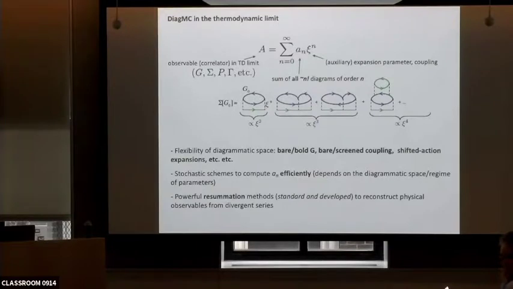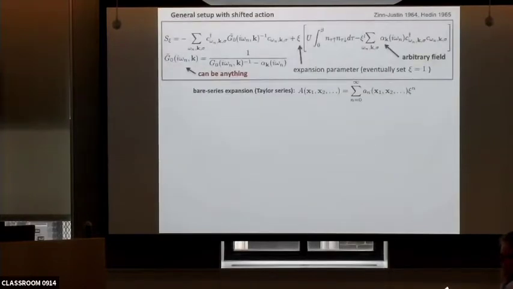it works directly in the thermodynamic limit, where an observable is expressed, in one formulation, as a Taylor expansion with respect to a certain auxiliary expansion parameter. The general setup that we have seen over these two days is typically one with an effective action where we introduce some arbitrary field, add and subtract, and treat part of it in the Green's function.